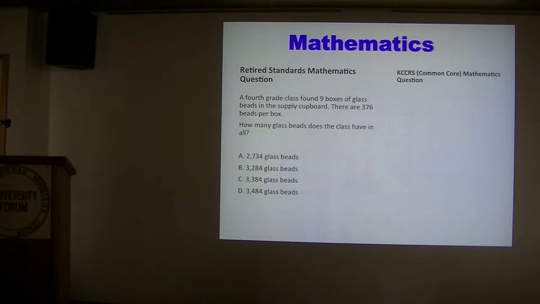Retired standards. A 4th grade class found 9 boxes of glass beads in the supply cupboard. There are 376 beads per box. How many glass beads does the class have in all? What are we going to do? I'd multiply. Okay. How lucky for me. I only have 2 numbers written out. If I skip the 4th, and don't get confused about that, I can take 9 times 376. Hopefully I know how to multiply. I look for A through D that comes close to what I came up with on my paper, and I'm good. Okay?